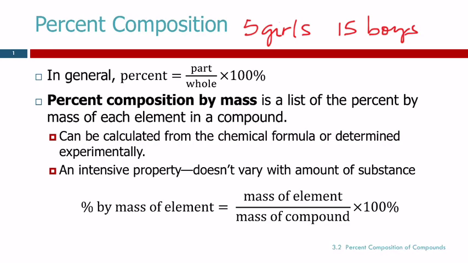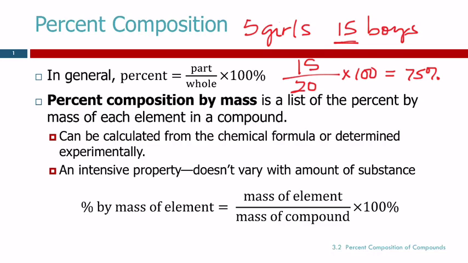Well, we take the part that we're interested in. We're looking for the percent boys, so that would be 15. We're going to take 15, and out of the total, how many children in the classroom? 20. 5 plus 15. So 15 out of 20, and then you multiply that by 100. 75%. So the class was 75% boys. If the class composition was the same, and there were 100 children in the class, then 75 of them would be boys. Okay, so that's what percentages are.